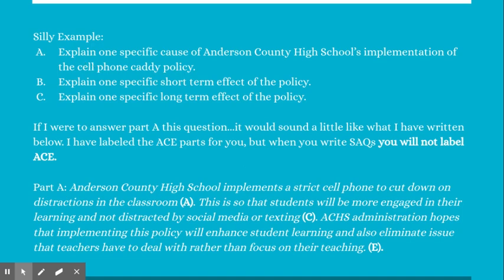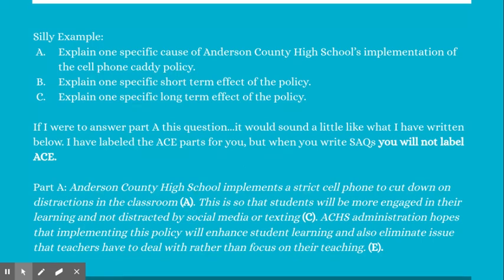But part A says explain one specific cause of Anderson County High School's implementation of the cell phone caddy policy. You know, when you come to school, you put your phone in the caddy with your number, and your teacher makes sure that you don't have your phone in class, okay? B, explain one specific short-term effect. C, explain one specific long-term effect of the policy.